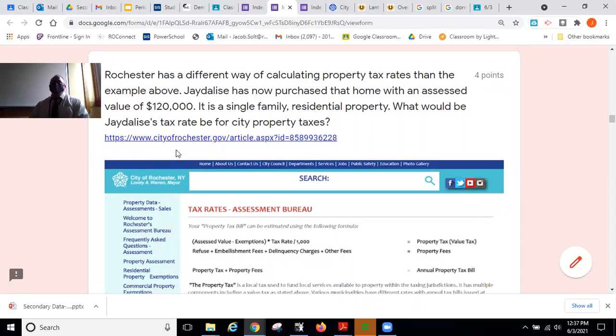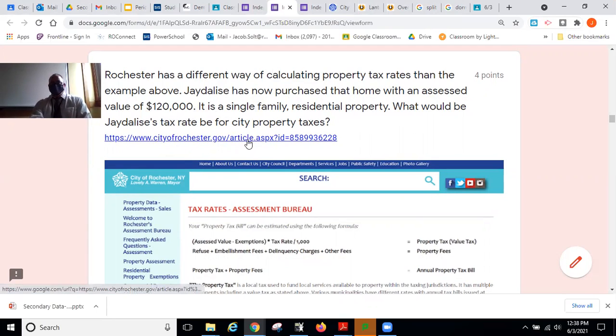In Rochester, we have a different way of calculating property taxes from the example above. Jada Lee, remember Jada Lee? She bought that wonderful home on Winchester Street for $120,000. It's a single family residential property. What would Jada Lee's tax rate be for city property taxes?